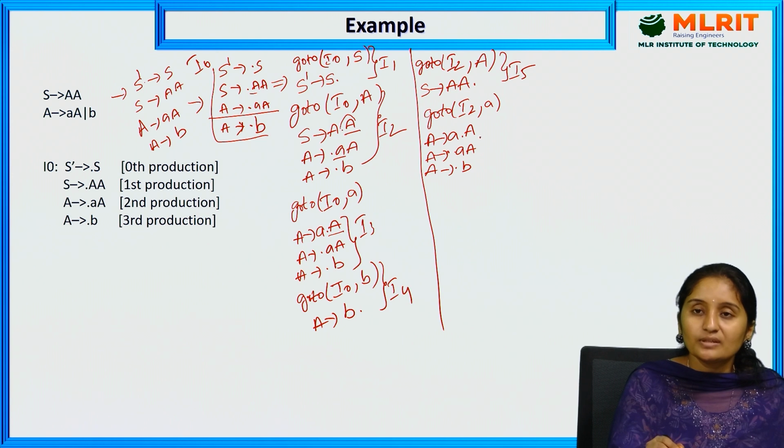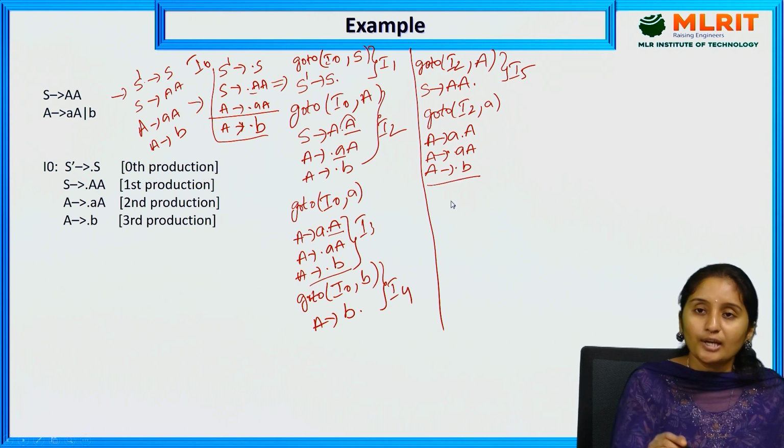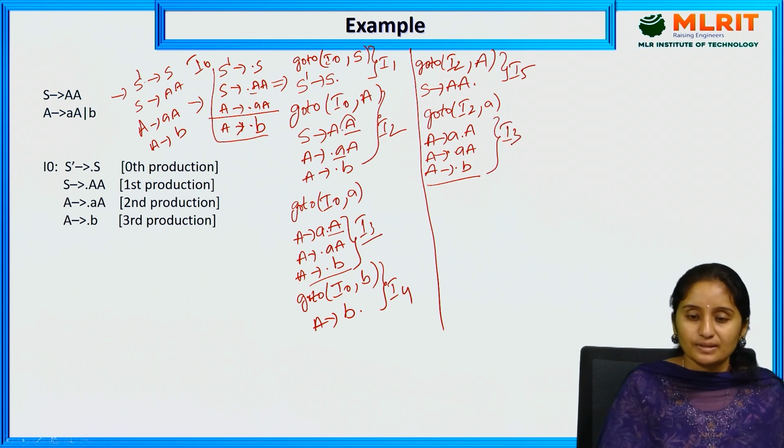Check whether these productions already exist in the earlier states. Here, in I3 and here, when I apply the goto of I2 on small a, both have the same productions. So just write the state number I3. The same I3 is written over here.